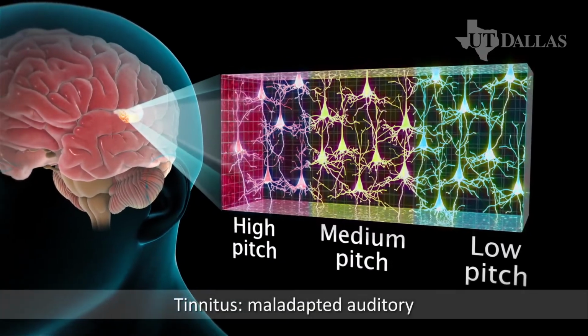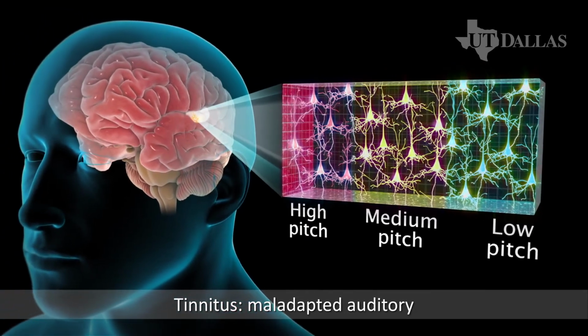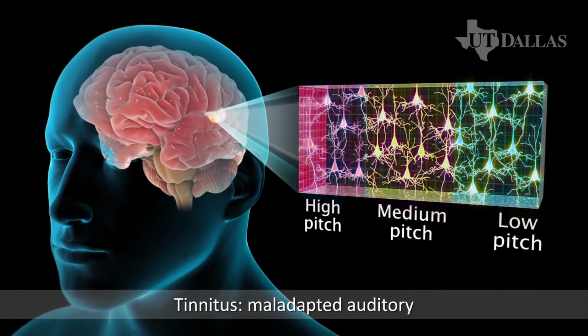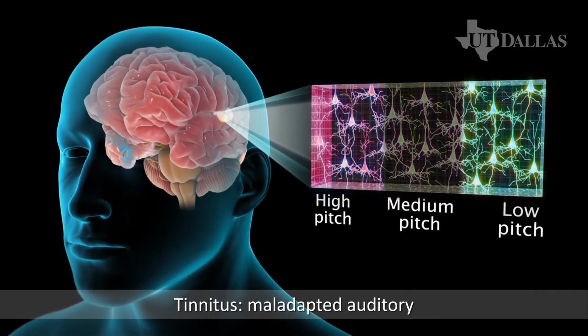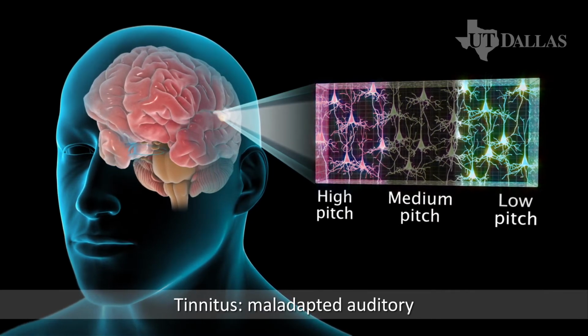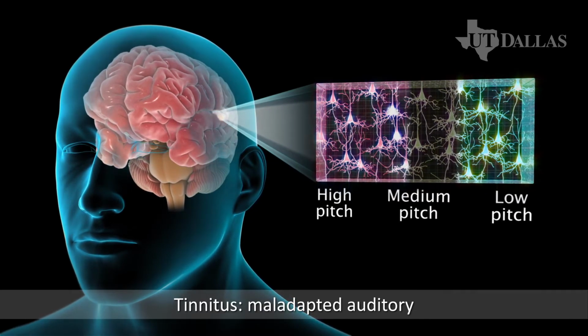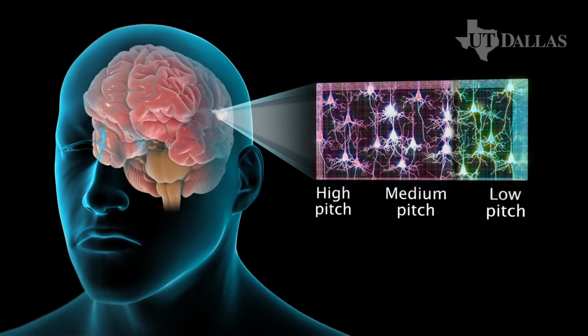A similar phenomenon is seen with hearing damage. For example, tinnitus is the perception of sound when there isn't an external sound. Exposure to intense sound can destroy part of the cochlea, which causes a loss of input to specific areas of the auditory cortex. The surrounding regions move into these areas and become hyperactive, which causes tinnitus.